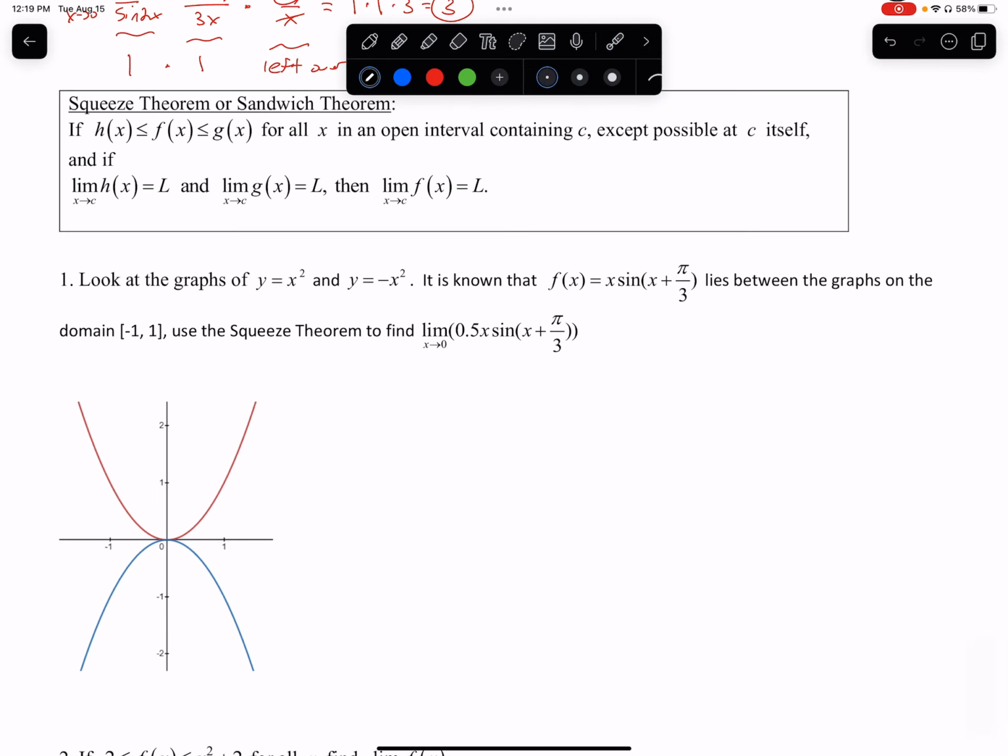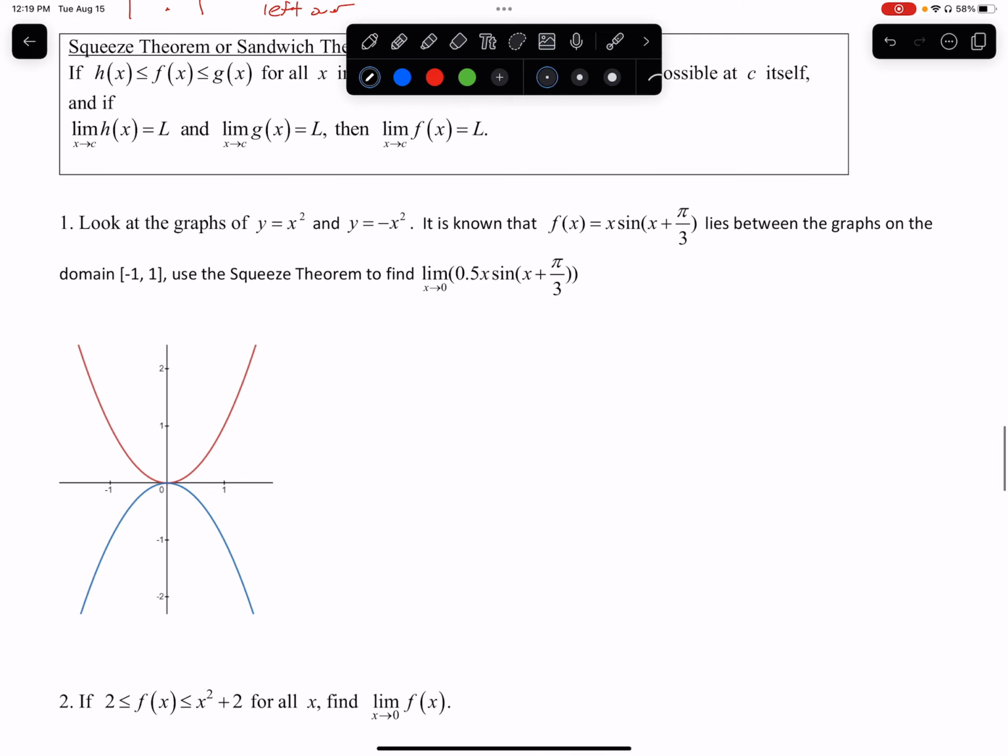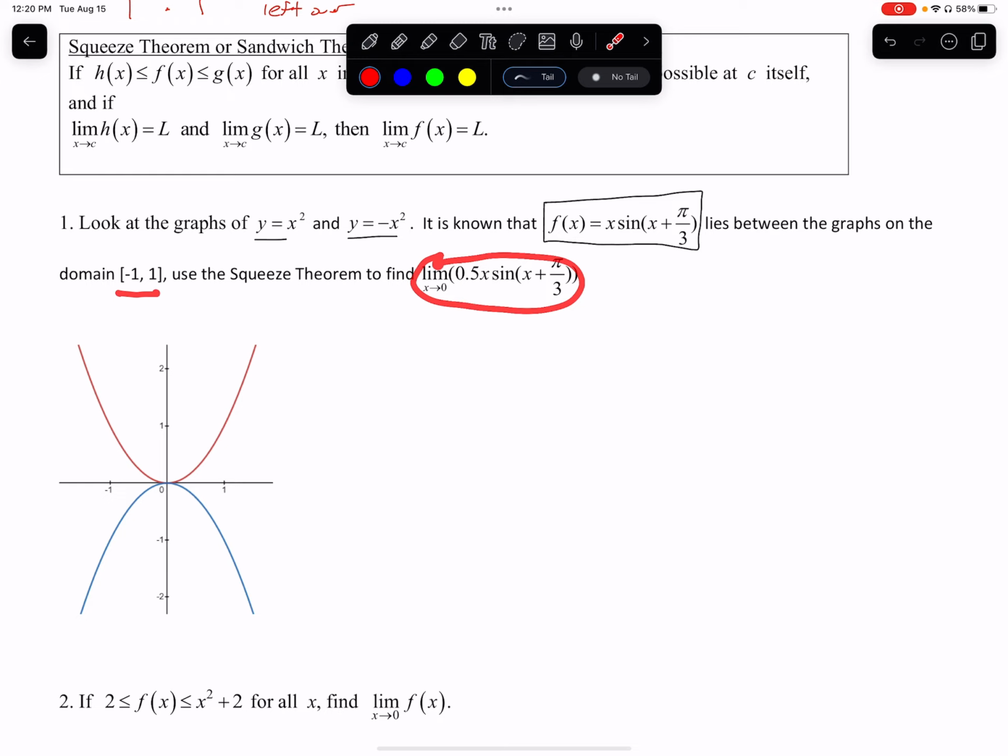Well, here's what it says. Let's look at the two functions, x squared and negative x squared. We know that f of x, which is given by this function, x sine of x plus pi over 3, is between the graphs of x squared and negative x squared on the domain negative 1 to 1. We want to find the limit as x approaches 0 of our unknown function. So here we have f of x in red and g of x in blue.